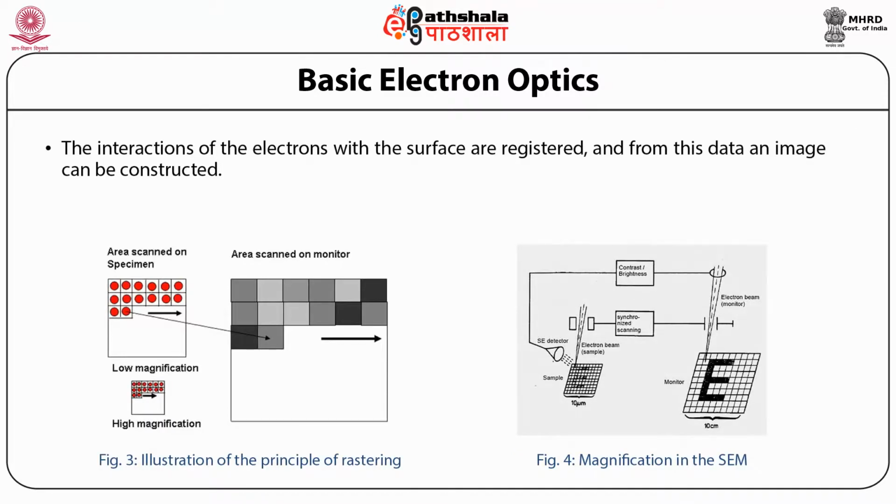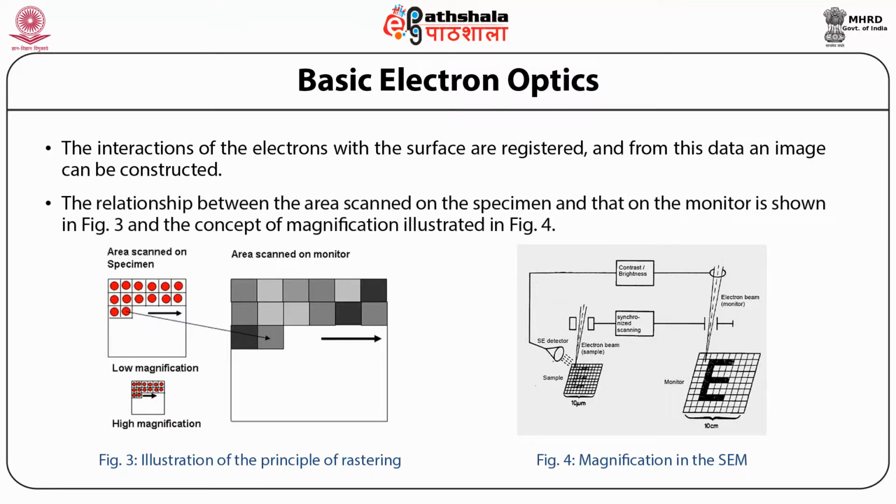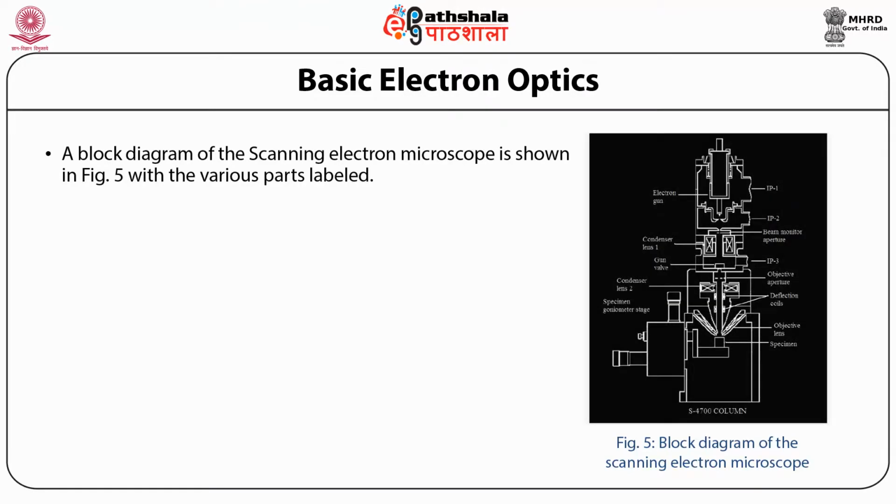The interactions of the electrons with the surface are registered, and from this data, an image can be constructed. The relationship between the area scanned on the specimen and that on the monitor is shown in figure 3, and the concept of magnification is illustrated in figure 4. A block diagram of the scanning electron microscope is shown in figure 5 with the various parts labeled.